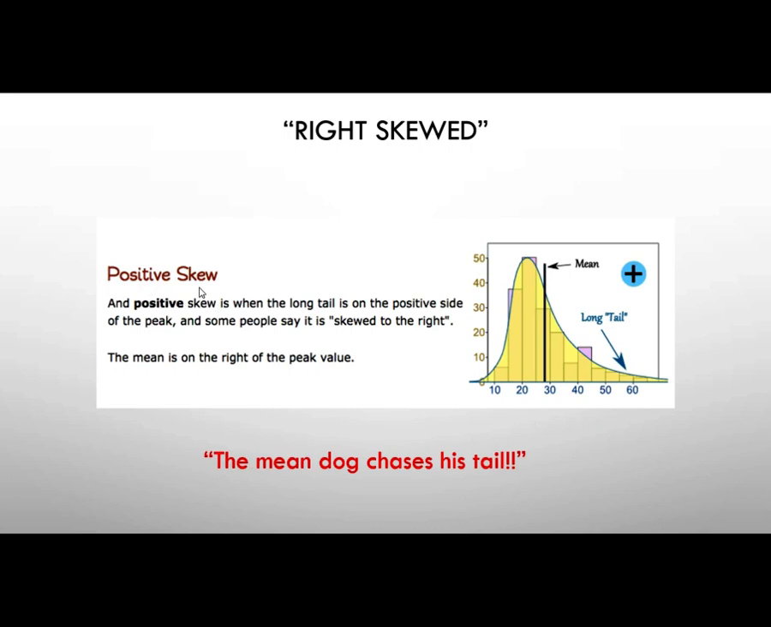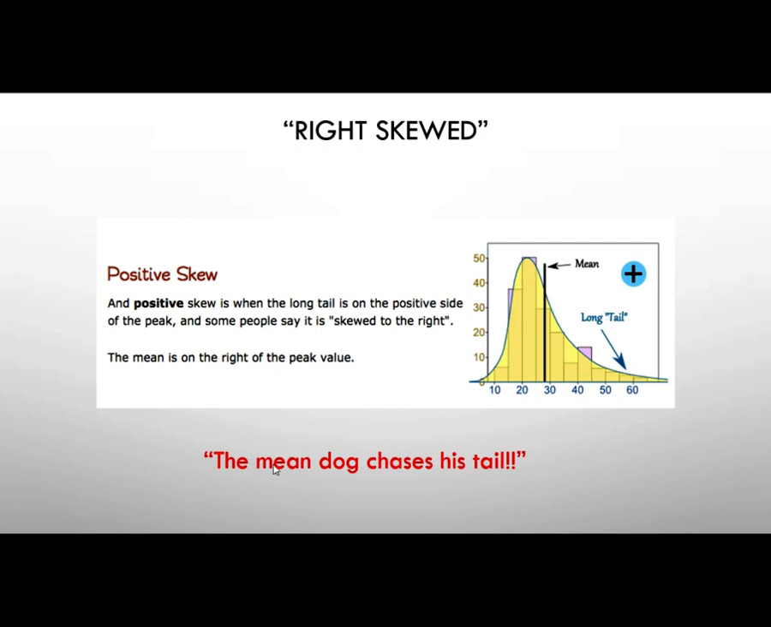So the positive skew is right skewed, skewed to the right. It's the same thing. Here's the tail. The skinny part is pointing to the positive side of the graph, pointing to the right. The mean is to the right of the hump.